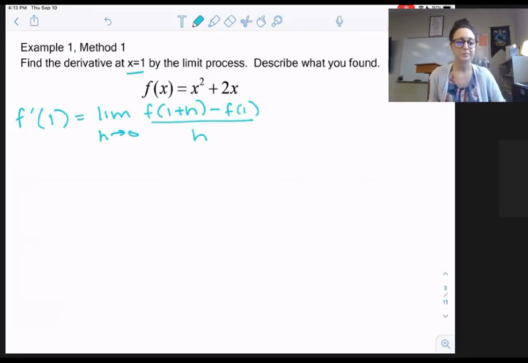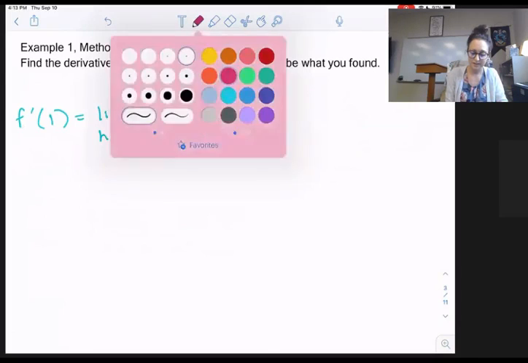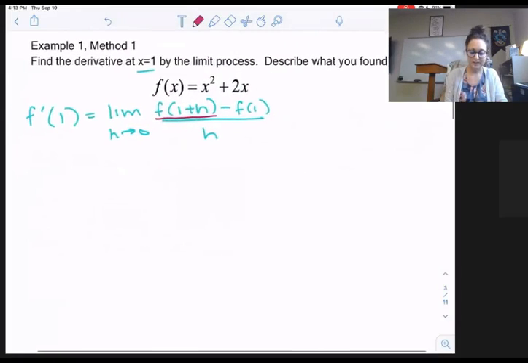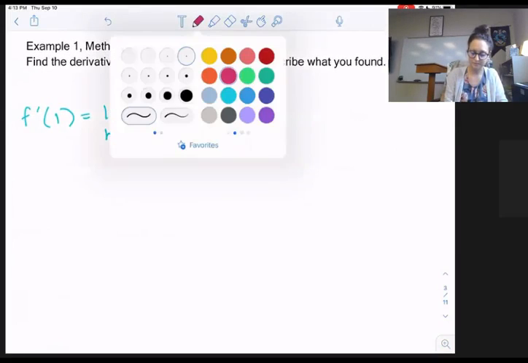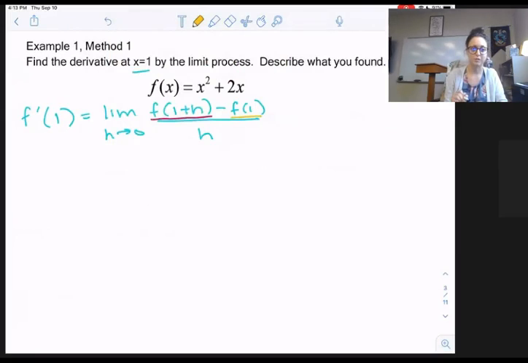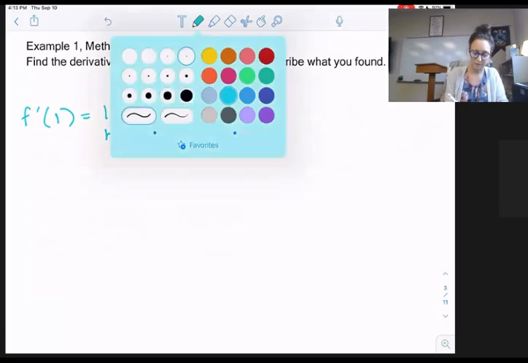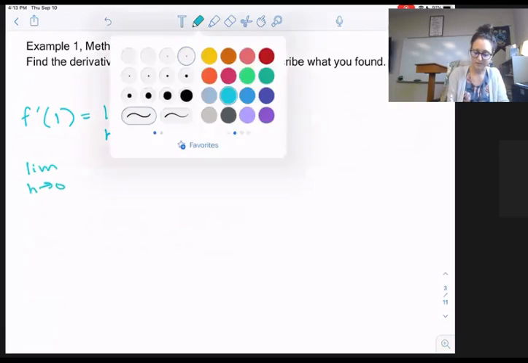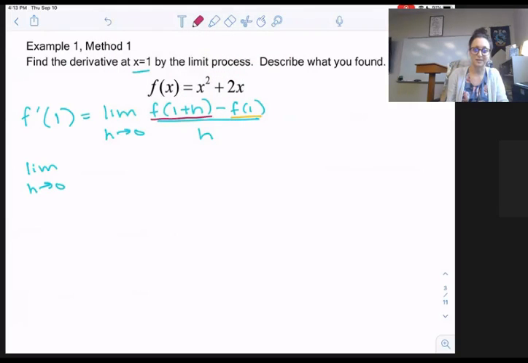As we get comfortable with these, I like to do this in 3 pieces. So I'm going to find f of 1 plus h first, and then I'm going to subtract f of 1 and then all over h. So let's go piece by piece here. We've got the limit as h approaches 0. Let's find f of 1 plus h first.